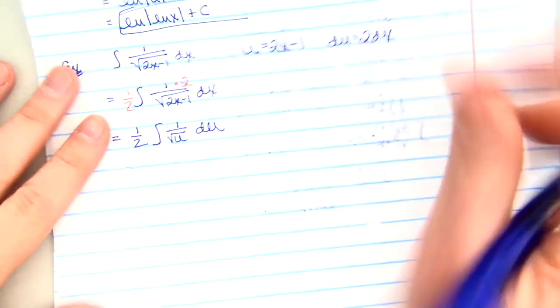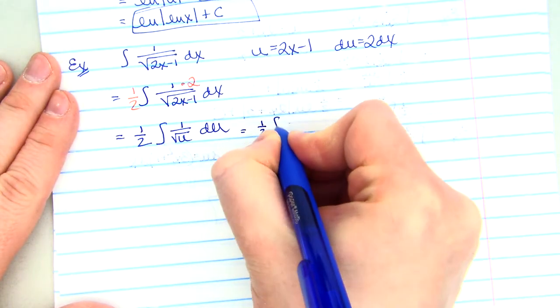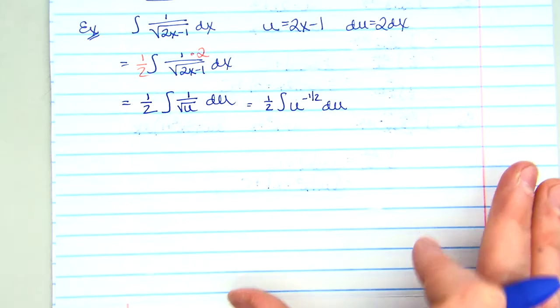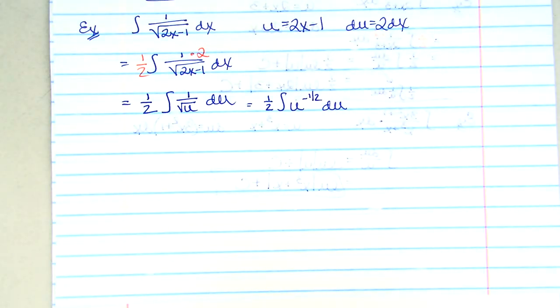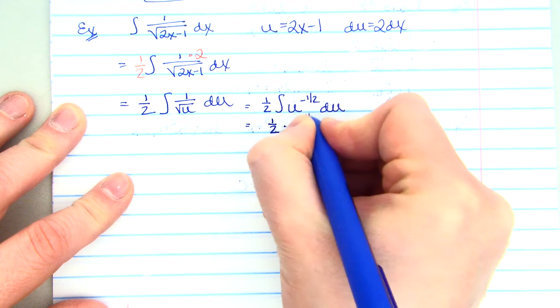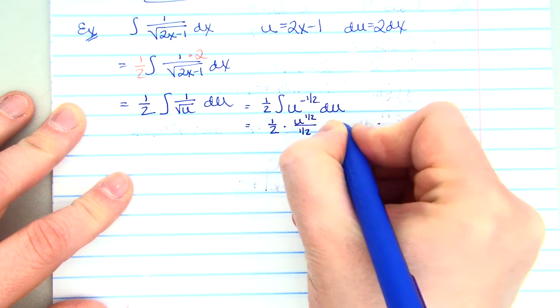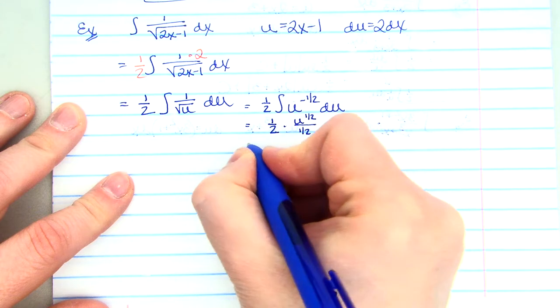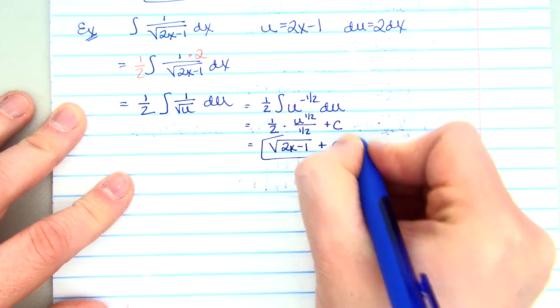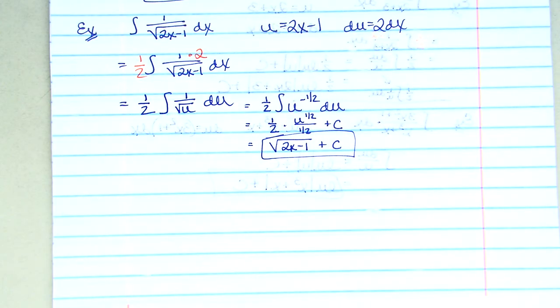So what are you really doing here? You should be doing 1/2 times the integral of u to the negative 1/2 du, and you're using our regular power rule, not our new special case where the power is negative 1. Don't get complacent and just assume everything's going to have a natural log in it, because it won't. Oh, that's actually kind of nice. Times 1/2 divided by 1/2. Square root of 2x minus 1 plus a constant. Just because there's a denominator does not mean you're going to get natural logs.